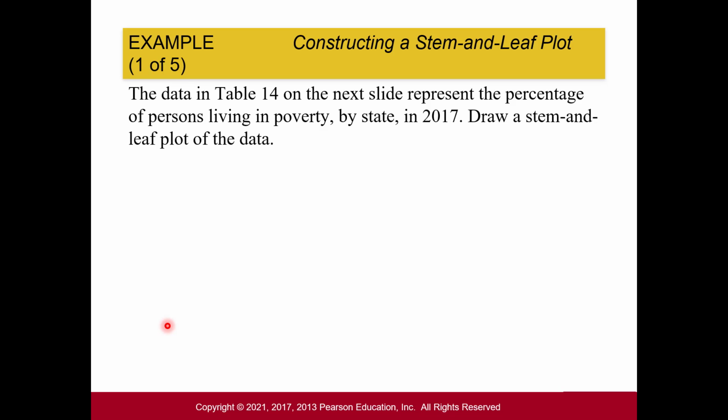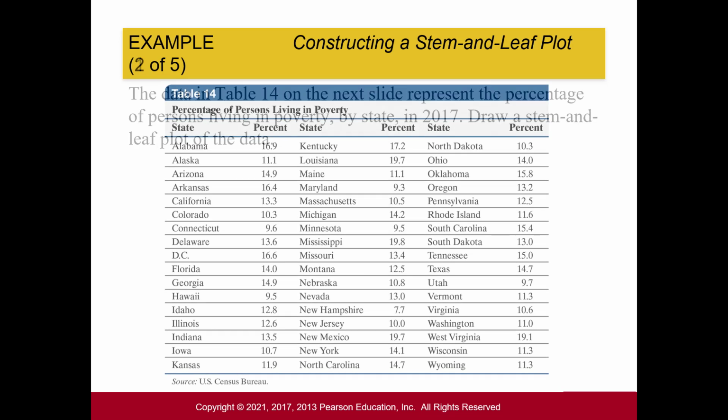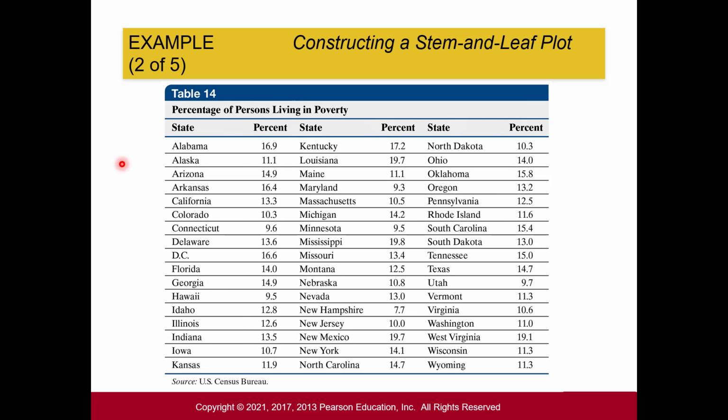Alright, so we're going to look at a table that represents the percentage of persons living in poverty by state in the year 2017. So here's that table, and notice the percent is always to the tenths place here, so 16.9, 11.1, and so on for each of the states. What we're going to do is form a stem and leaf plot using this data.